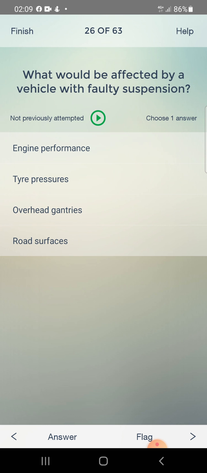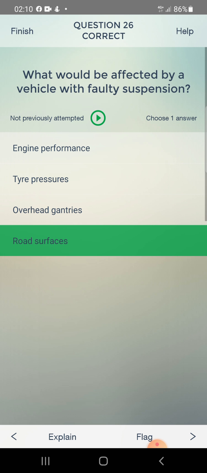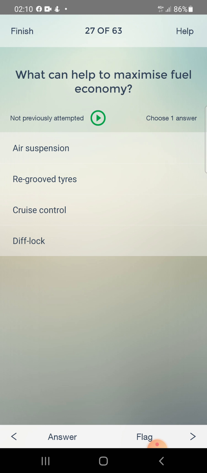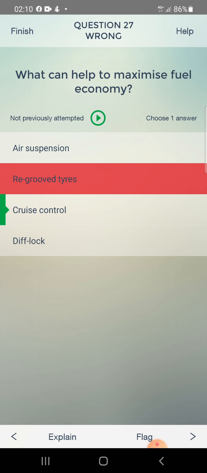What would be affected by a vehicle with faulty suspension? Engine performance, tire pressures, overhead gantries, road surfaces. So, faulty suspension, road surface. Oh, yes. What can help to maximize fuel economy? Air suspension, re-grooved tires, cruise control, deflock. Re-grooved tires. No. Cruise control.